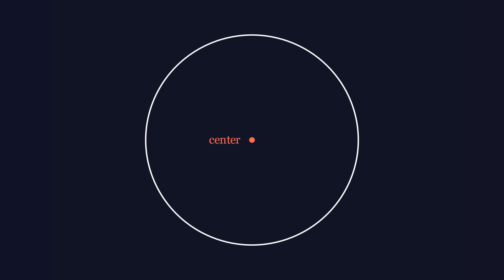A circle is the set of all points in a plane that are at a fixed distance from a central point. This central point is called the center of the circle, and the distance from the center to any point on the circle is called the radius. To draw a circle on a plane, you just need to know its center and the length of the radius.